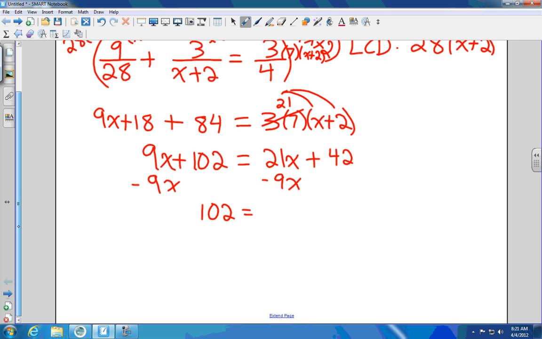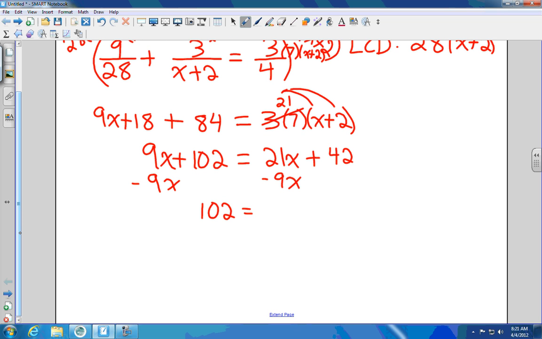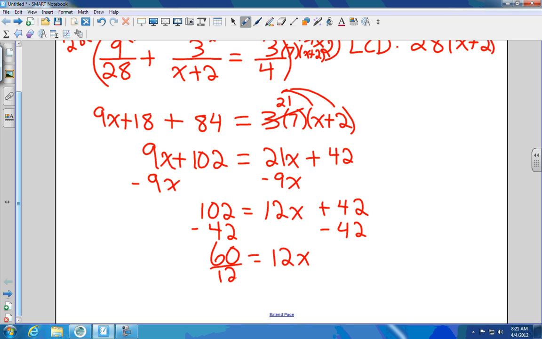It's 21x minus 9x, 12x. Still got the plus 42. So now what do we need to move? Subtract the 42. So we have 12x equals 60. Divide by 12. And we have x equals 5.